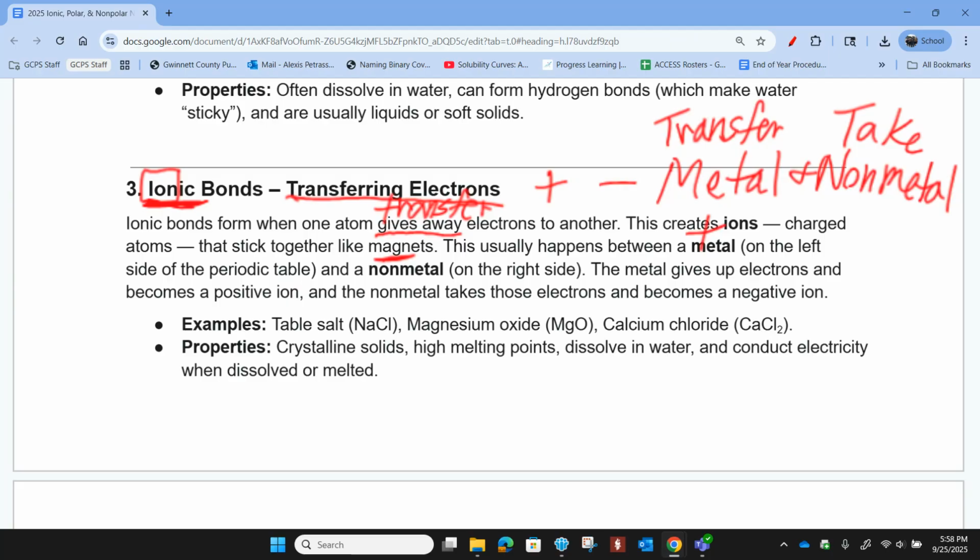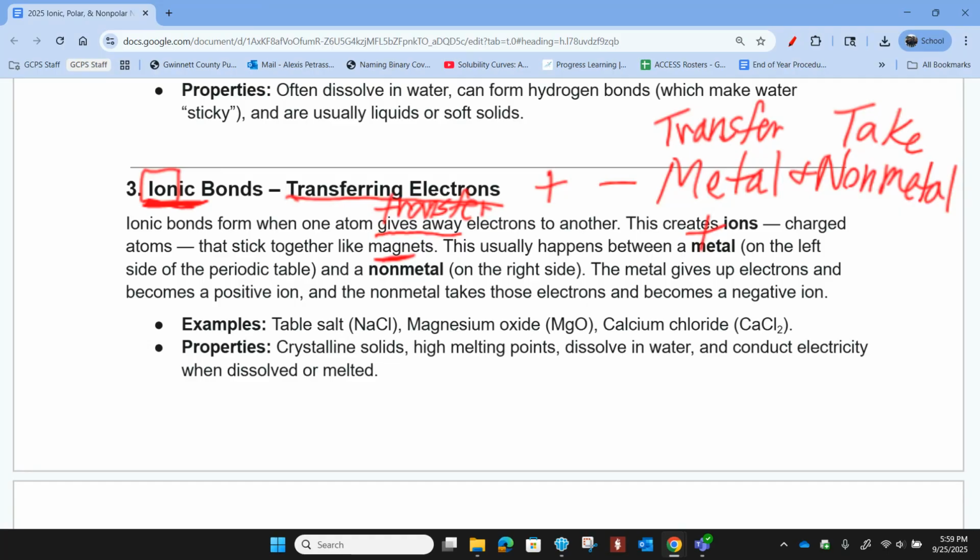When a metal gives away an electron, electrons are negative, the metal becomes more positive. So think about if you have a negative person in your life and you get rid of them, you're going to feel more positive. So metals feel more positive when they get rid of those negative electrons. Non-metals really want electrons. They want to take them because they want to have a full outer shell to look like noble gases. So ionic bonds, metal, non-metal, metals transfer electrons to the non-metal.